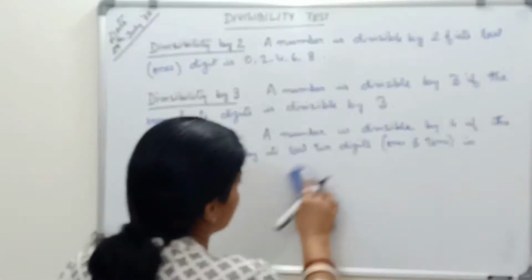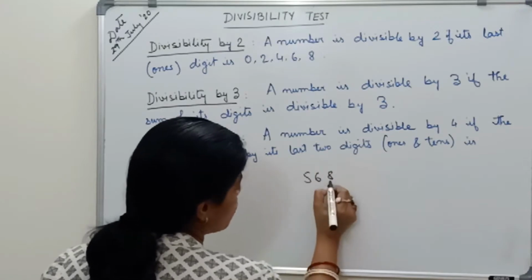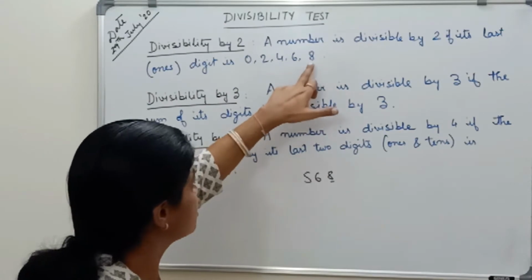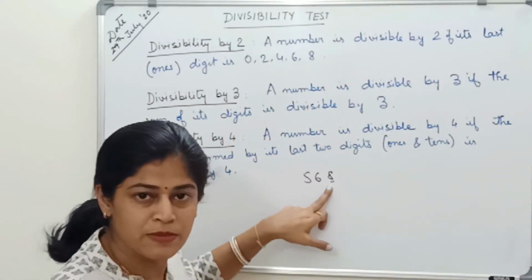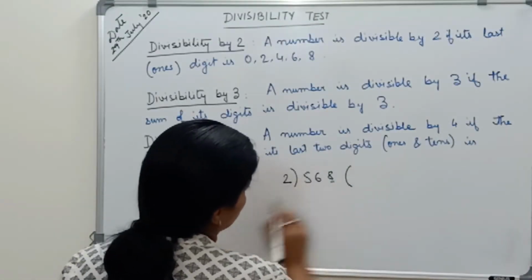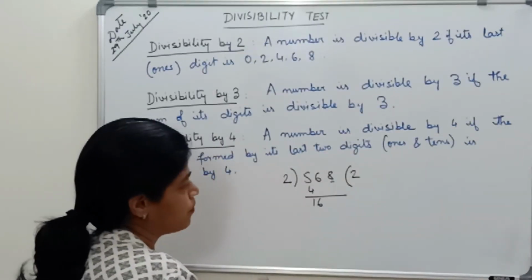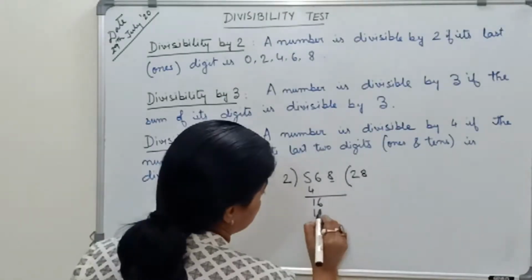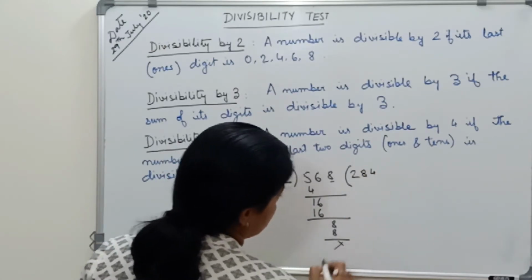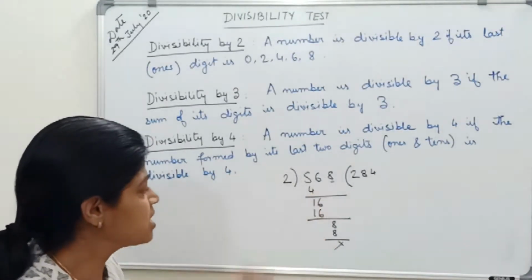So let us take an example. Suppose I take 568. The last digit, the ones place digit, is 8. So it will be divisible by 2. Let's check whether this number is divisible by 2 or not. 2 2s are 4. 16. 2 4s are 8. So it's perfectly divisible by 2. So this number is divisible by 2.